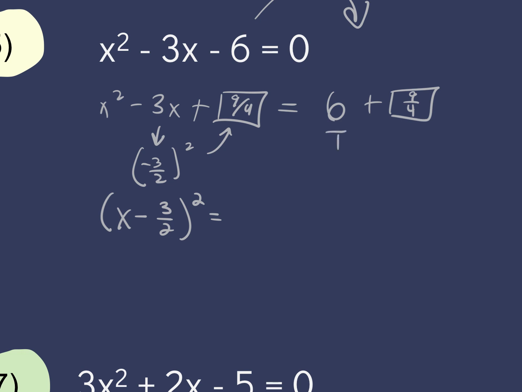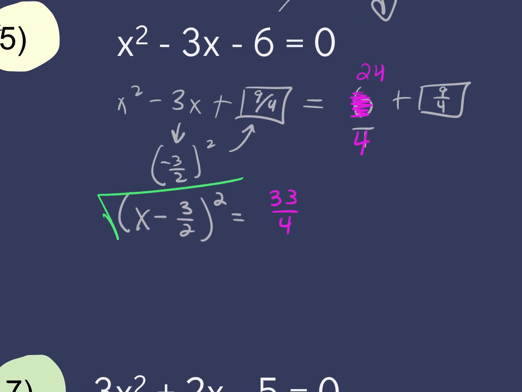Okay, so I have 6 over 1 plus 9/4. Can I somehow simplify this? What would your common denominator be here? 4. So if I multiply the bottom here by 4, I multiply the top by 4. What's 6 times 4? All right, so I come out with 24 plus 9 over 4. What's 24 plus 9? 33. So 33 over 4. Okay. Now what?